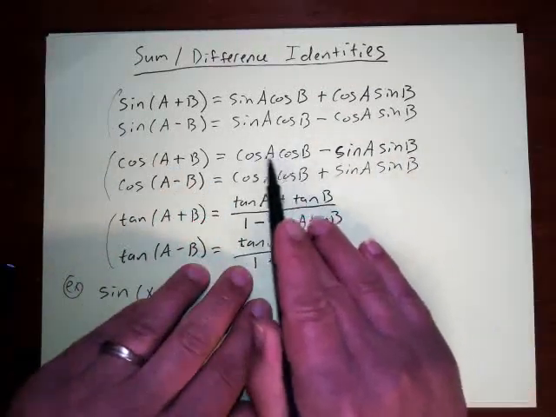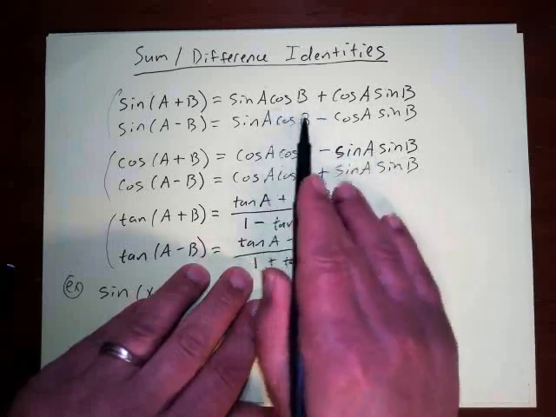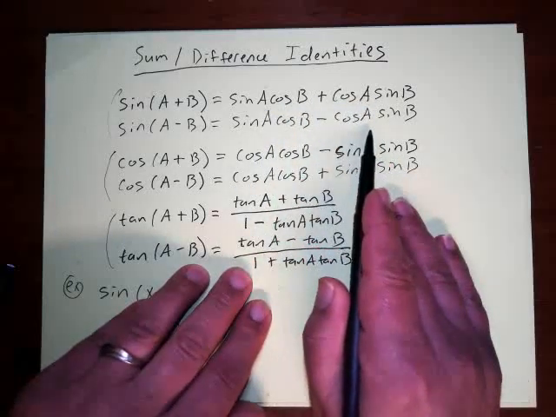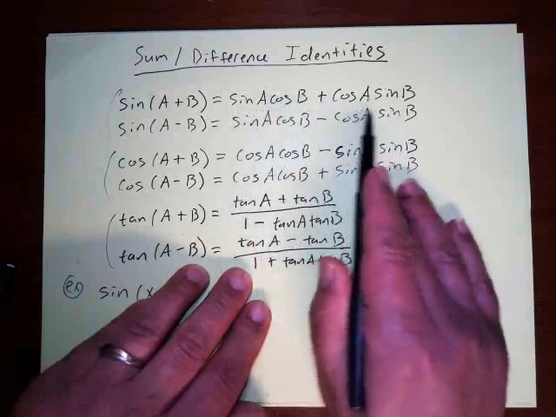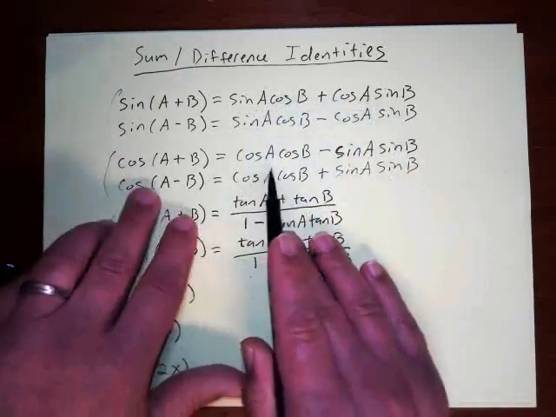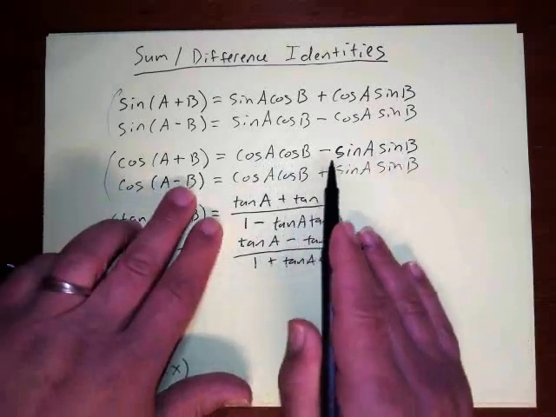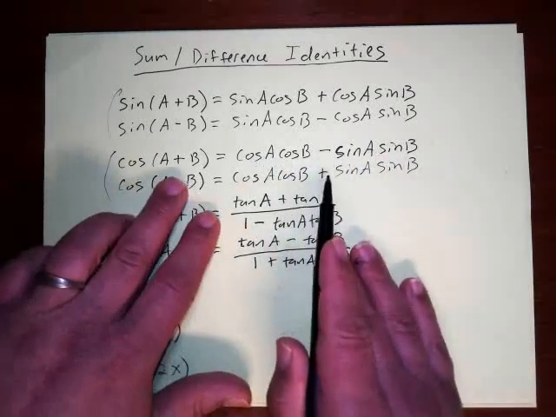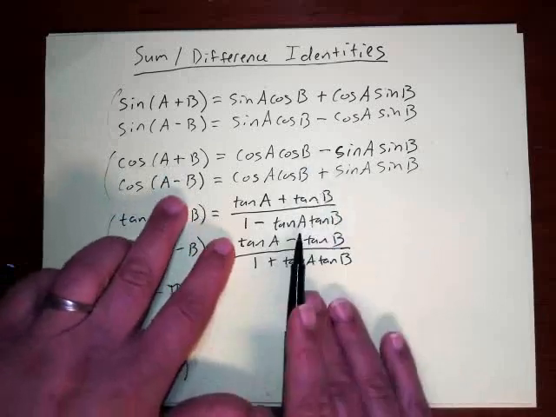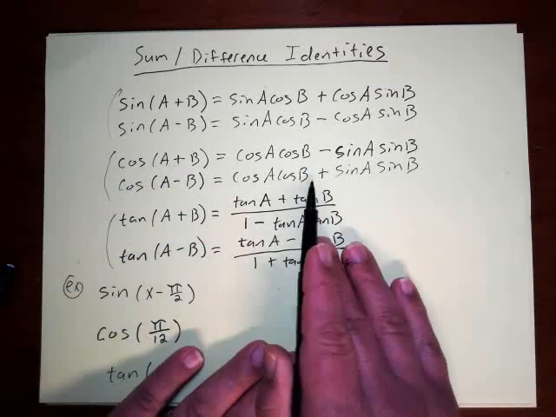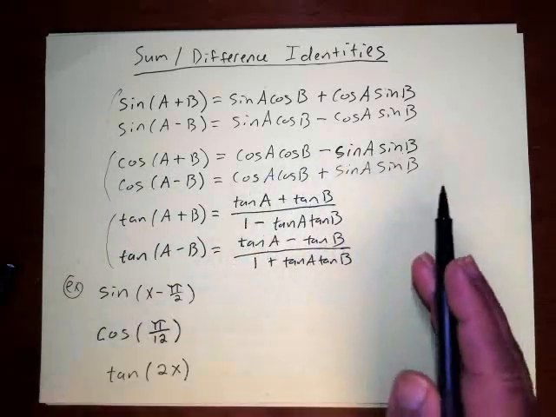So both of these are the same trig function. Up here for sine, they're sine and cosine. But for cosine, these are cosines, these are sines. But this sign here is opposite. So if this is plus, that's going to be minus. If this is minus, that's plus. Otherwise, it's the same.